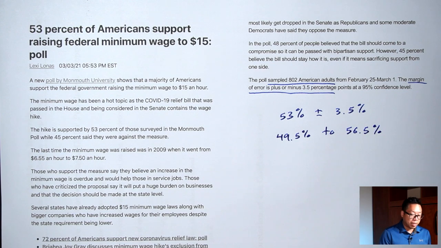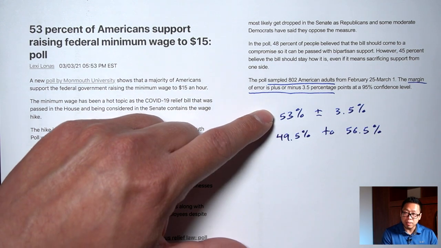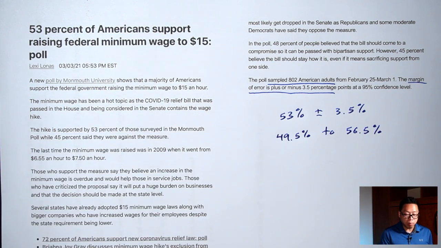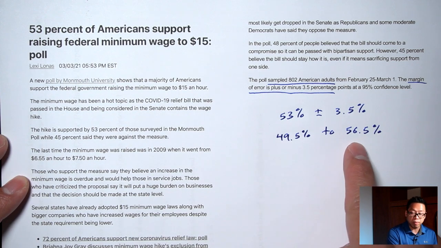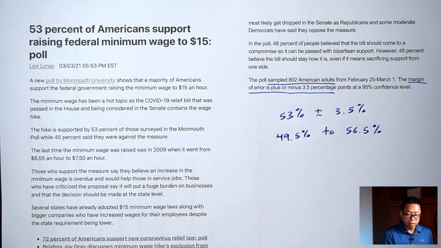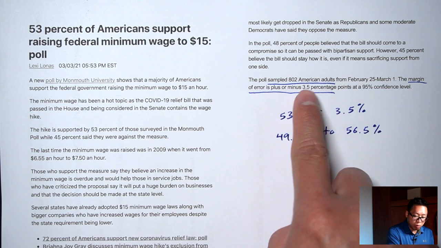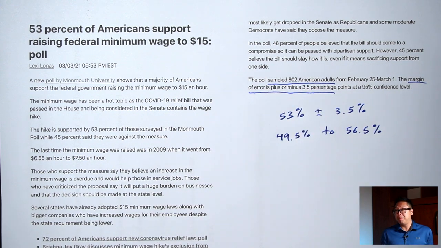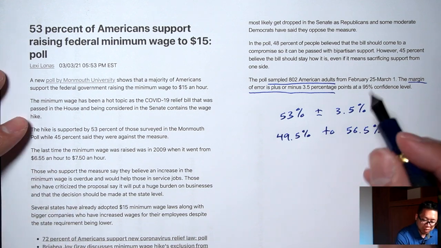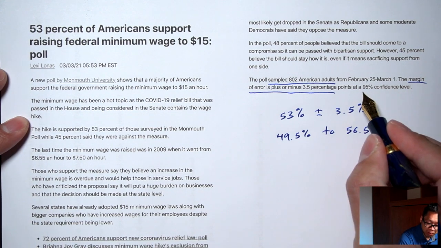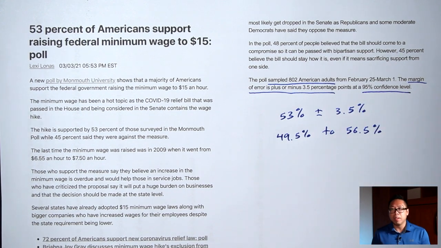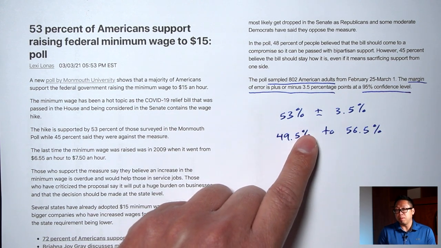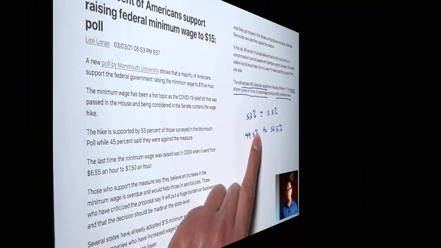So the researchers are saying that it may not be exactly 53%, but that it's somewhere between 49.5% and 56.5%. But still, how did they get this 3.5%? Did they just make that up? And then finally, what is this 95% confidence level? This is an example of what's called a confidence interval, which is going to be the focus for our next unit.